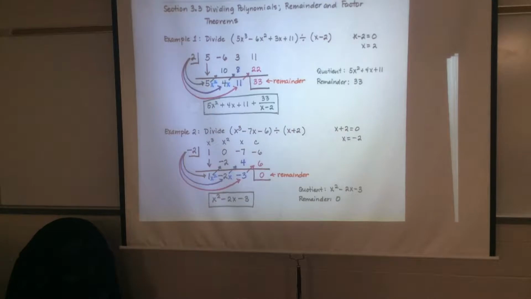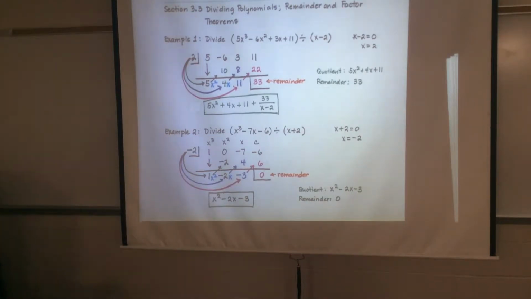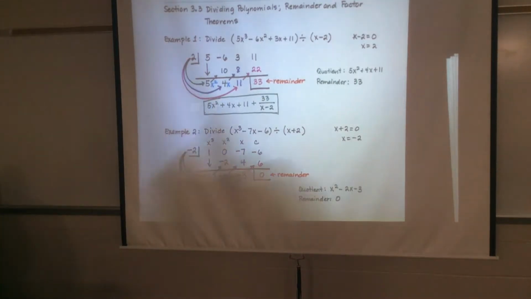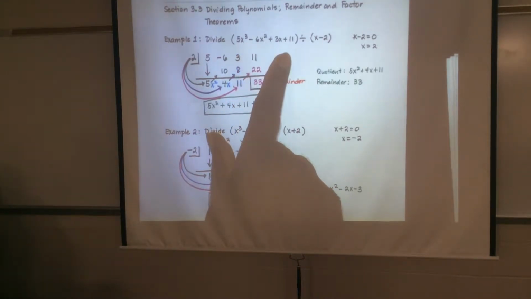In example 1, we divided 5x cubed minus 6x squared plus 3x plus 11 by x minus 2. I took the x minus 2 and set it equal to 0 to find out what the divisor will be in the synthetic division process. In this case, x is going to be equal to 2. So that 2 will be your divisor in the synthetic division. And in this case, the 5x cubed minus 6x squared plus 3x plus 11, that's my dividend.